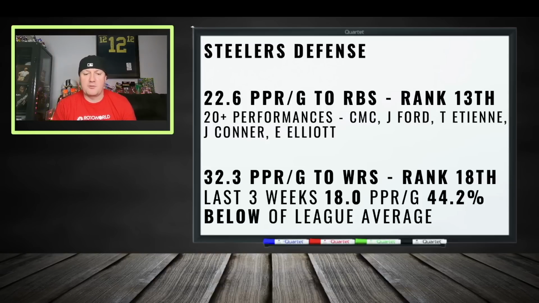Looking at this down here for the wide receivers, 32.3 points per game to the wide receivers, ranking 18th among NFL teams right now. And over the last 3 weeks, they're allowing 18 PPR fantasy points per game to wide receivers, and that's 44.2% below average. So they're either locking things down, or the offense, the time of possession, things are slowing up a bit here due to the quarterback issues, and we're just seeing things lock up here. And the cycle is something you want to pay attention to.